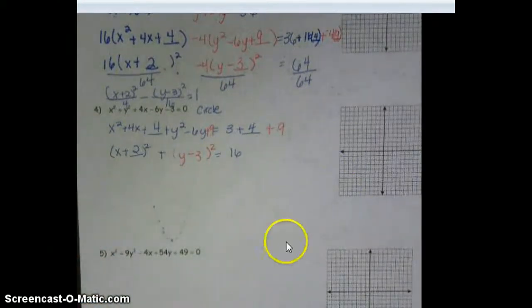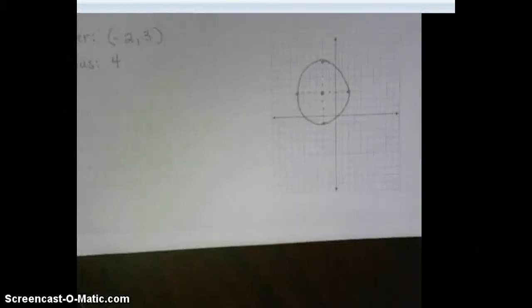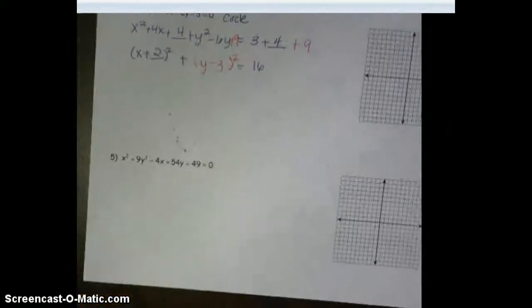So hit pause here so you can check your work in just a sec. All right, so check your work. Make sure that your circle looks like this. All right, one more example to go. You're going to ask yourself the series of questions that we go through to determine what type of conic shape this is, and you should come up with that this should be an ellipse.